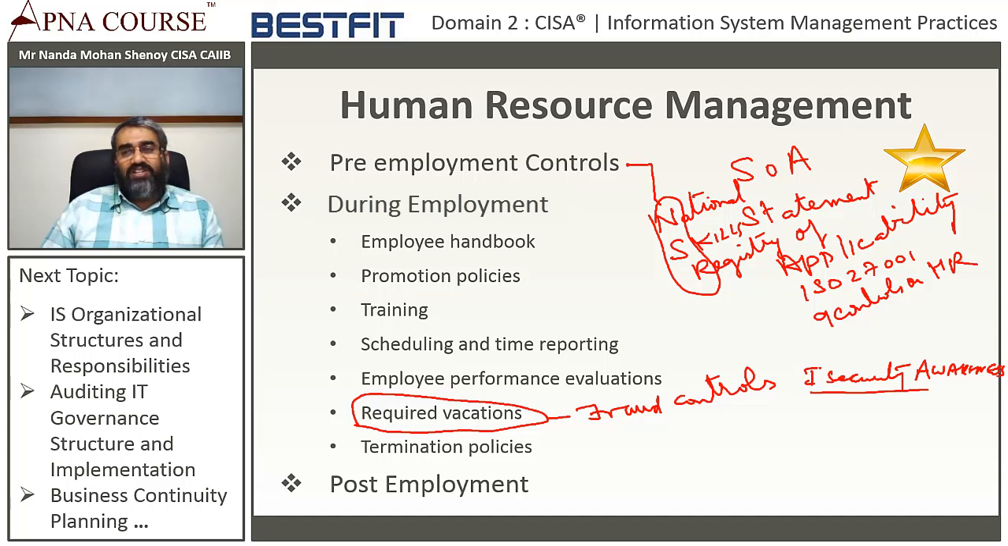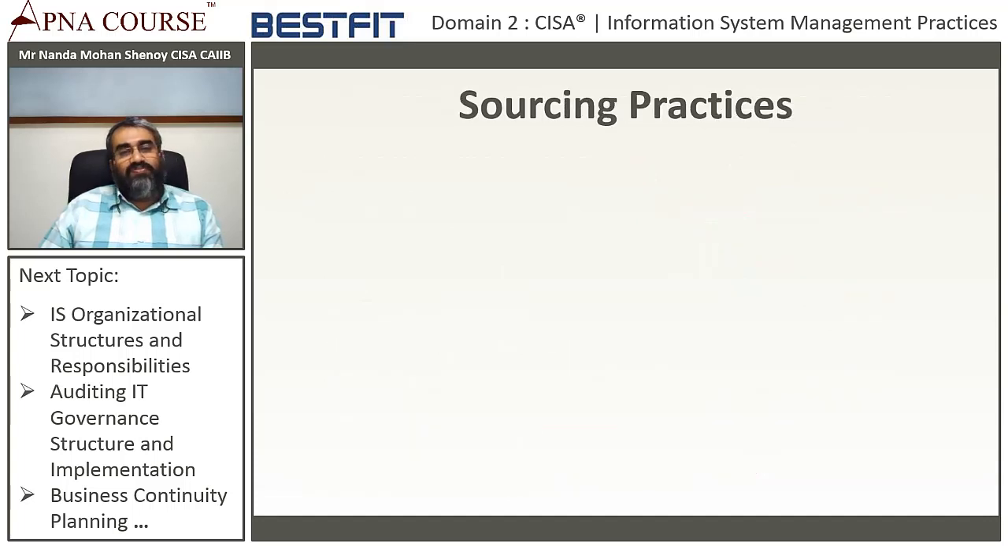The next point is termination policies, which can be treated either as part of during employment or post employment. As a part of termination, if an employee is terminated, what assets he has to give back, what is the process of disciplinary action to be taken, what is the process of appeal, everything comes in that. The next is, once there is post employment, the user IDs of the employee should be disabled immediately. This is one of the key requirements of post employment controls of ISO 27001. So this aspect can be tested in your CISA in terms of these three.